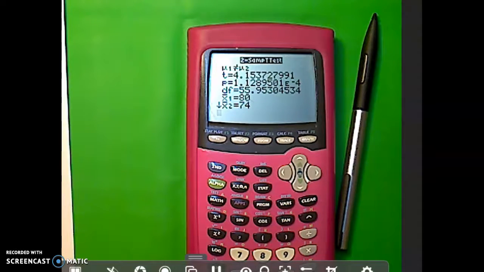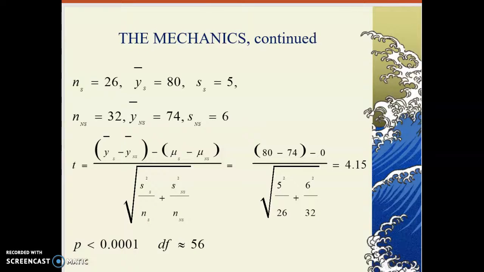All right, I'm going to switch back to the PowerPoint. I think this is off a little bit. The p-value is approximately equal to 0.0001. If you were just using the table, we might say it's less than 0.0005. But I would probably change this to approximately equal to.